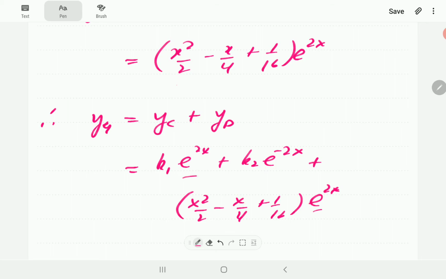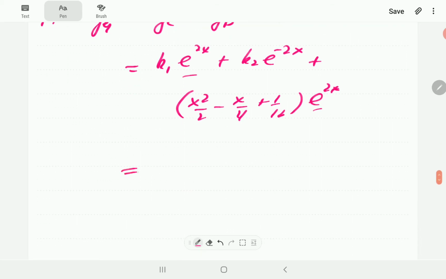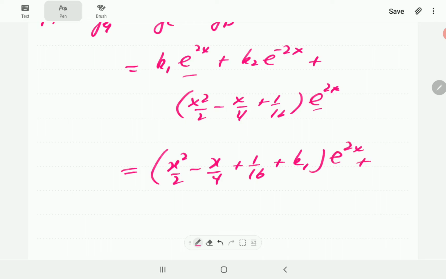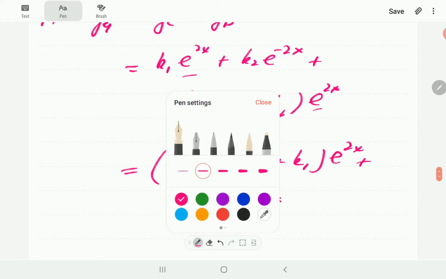Now, since these two terms have the same exponential, we're going to combine them into one term. So we're going to have x squared over 2 minus x over 4 plus 1 over 16 plus k1 e to the 2x, and then plus k2 e to the minus 2x.